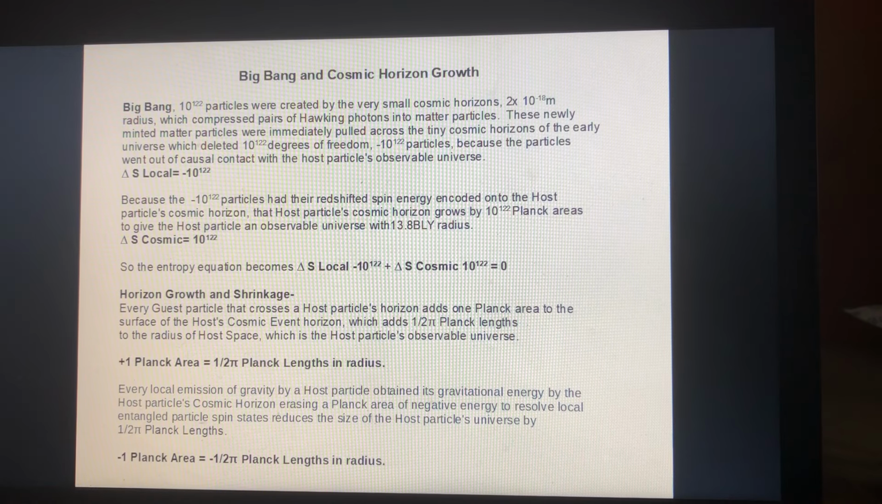Every time a Planck area increases, every time a particle crosses, you get 1 Planck area increase, which increases space by 1 divided by 2 pi Planck lengths. And in the inverse situation, if your cosmic horizon loses a Planck area due to the emission of local gravity, then space shrinks by minus 1 divided by 2 pi Planck lengths.